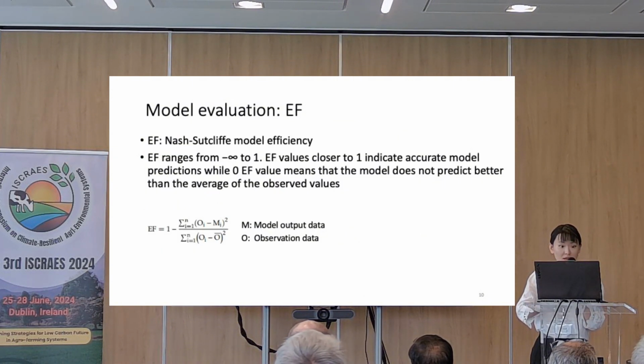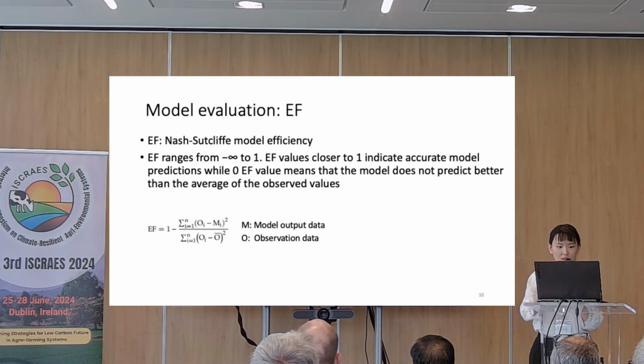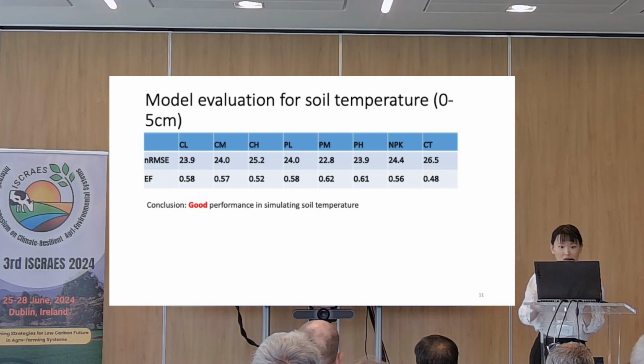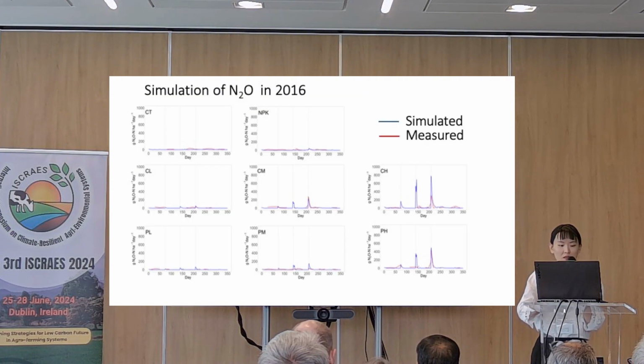Then we also use EF, the Nash-Sutcliffe model efficiency. For these EF values, if it's closer to 1, then it's better. So just now we had the figures of soil temperature, and this is the result of the RMSE and EF. The conclusion is it has good performance.